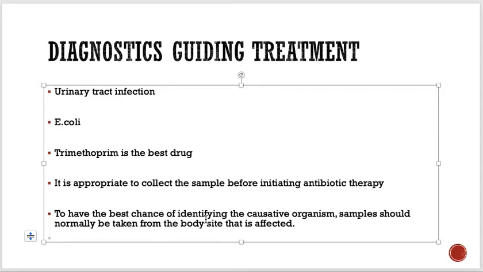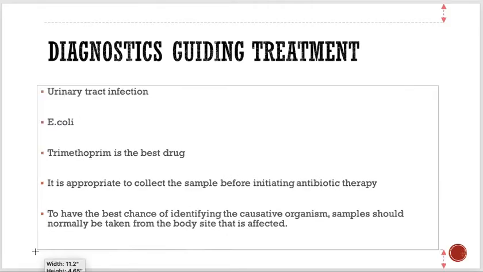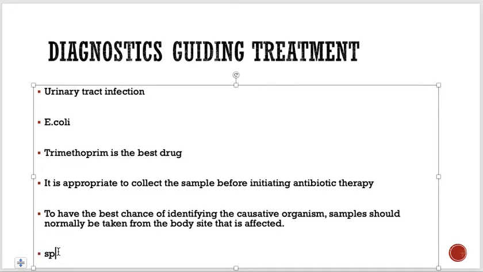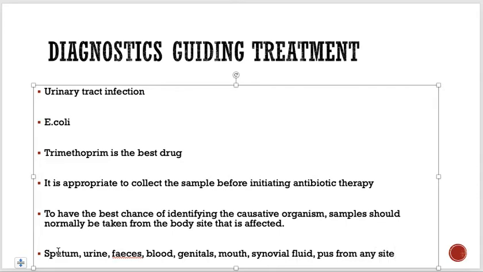So the most common samples which are collected in practice can be multiple, and it could be sputum, it could be urine, it could be feces, okay, it could be blood, it could be genitals, it could be mouth, it could be even synovial fluid. It just reminds me of septic arthritis, for example. So of course, like pus from any site, okay. So like of course CSF, right? So like any sample can be taken.